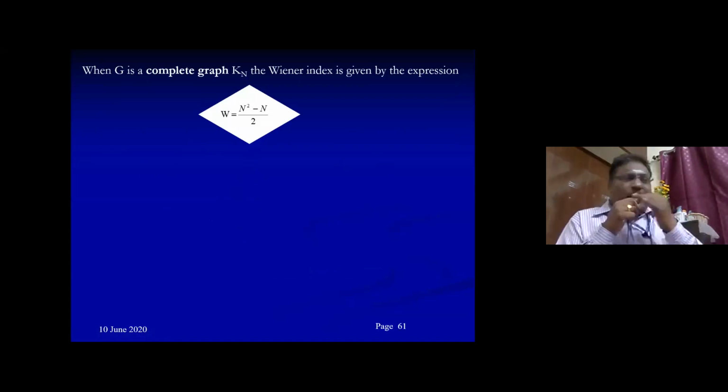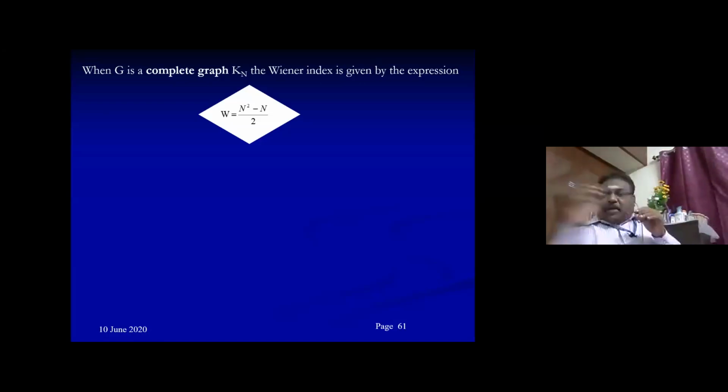Now, what is the distance between any two vertices in a complete graph? Always 1. Wherever the vertices are, the distance between any two vertices is 1. So if you sum up 1 plus 1 plus 1, how many edges are there? N choose 2 edges are there in a complete graph.